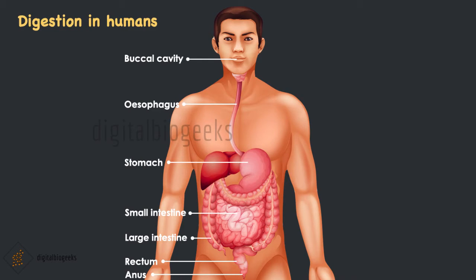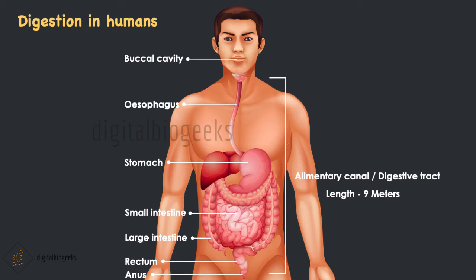This long tube is known as alimentary canal or digestive tract. Alimentary canal starts with buccal cavity and ends with anus. The digestive tract in an adult is about 9 meters long. The food components gradually get digested as the food travels through each compartment.